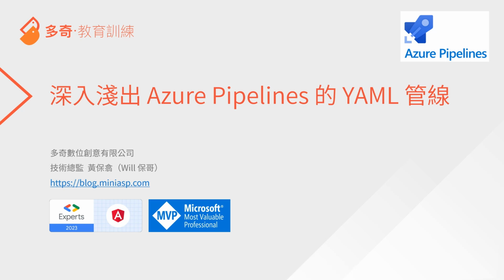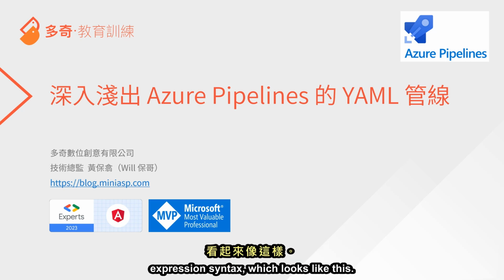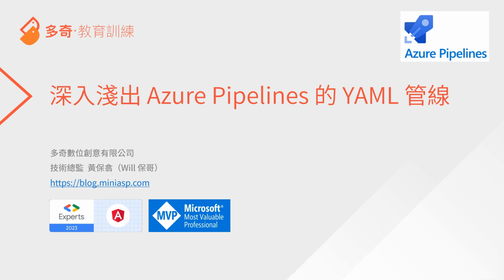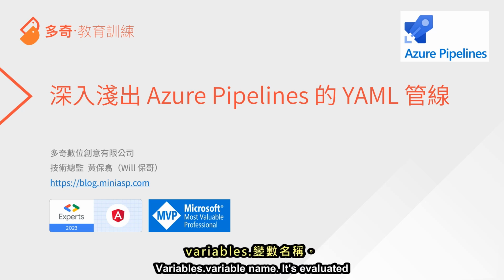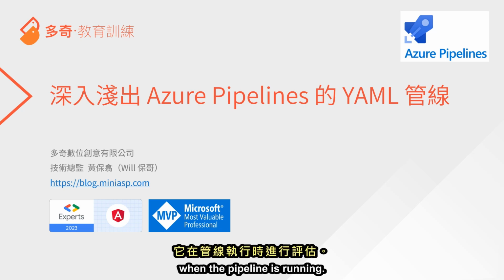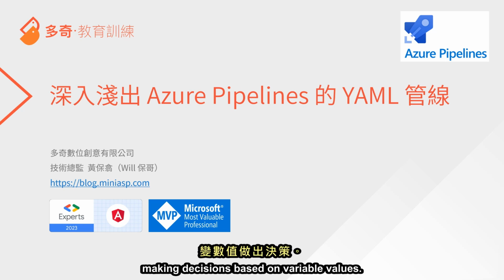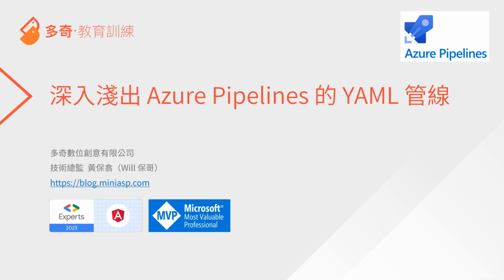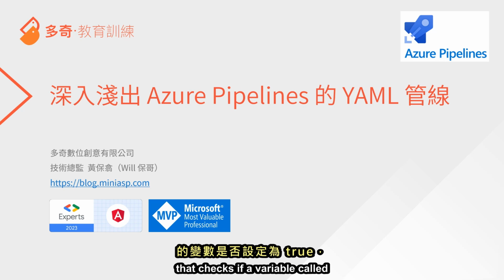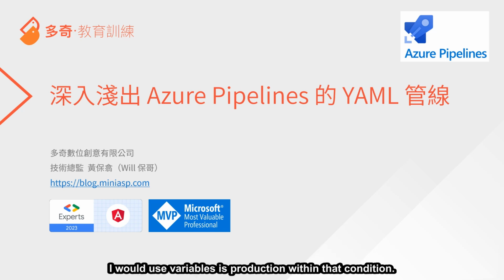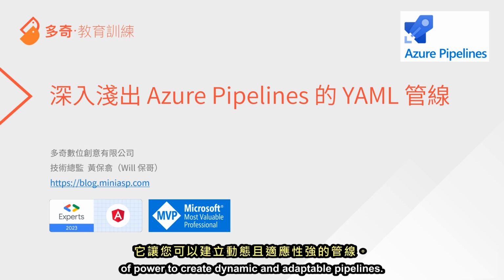You're thinking ahead. In those cases, you use runtime expression syntax, which looks like this: variables.variableName. It's evaluated when the pipeline is running, so it's perfect for dynamically calculating values or making decisions based on variable values. So if I have a condition that checks if a variable called isProduction is set to true, I would use variables isProduction within that condition. You got it. It gives you a lot of power to create dynamic and adaptable pipelines.